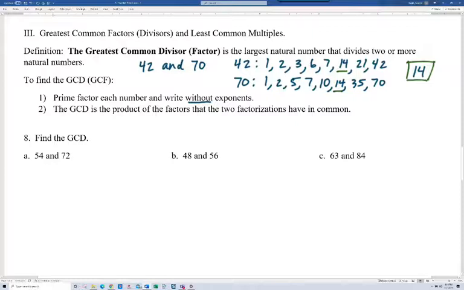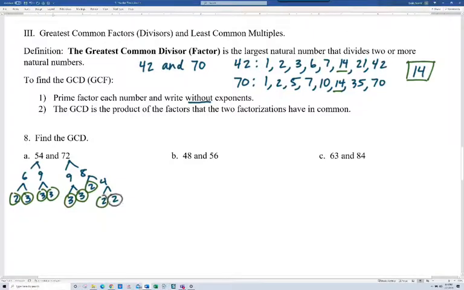So for 54, 6 times 9 is 54. We can break 6 down into 2 and 3, which are both prime. 9 is 3 times 3, which are both prime. And we can do the same thing with 72. So 72 is 9 times 8. Neither of those are prime, but 9 is 3 times 3, which are both prime. 8 can be written as 2 times 4, and the 2 is prime. And then 4 can be broken down into 2 times 2, which are both prime.